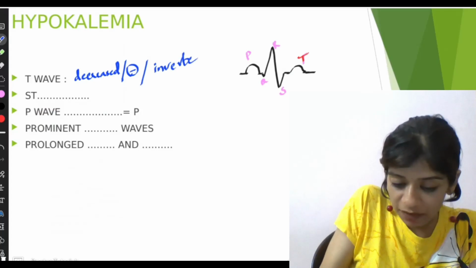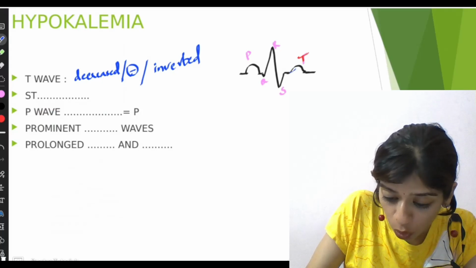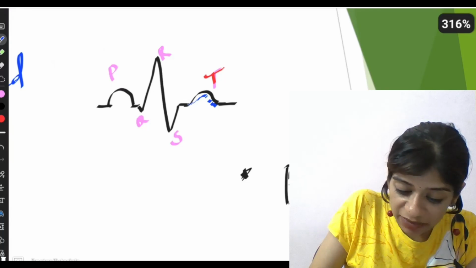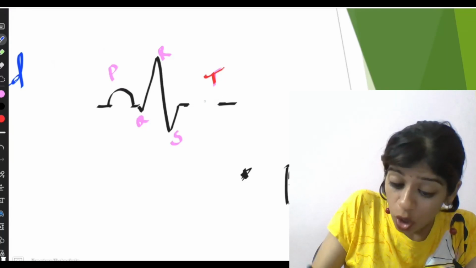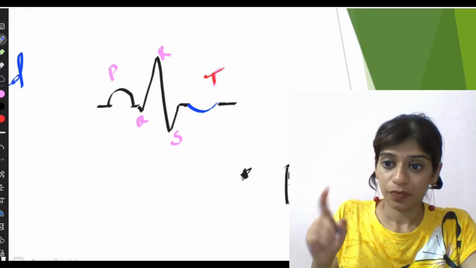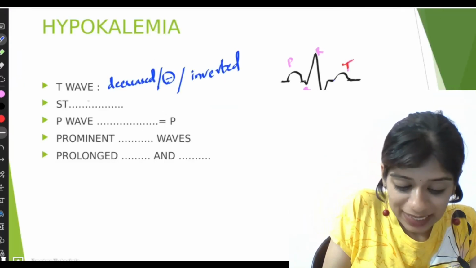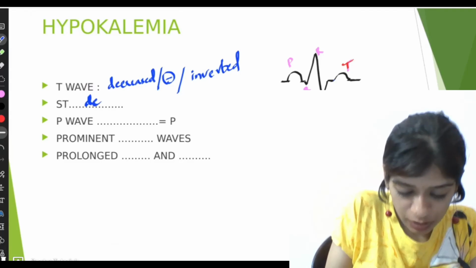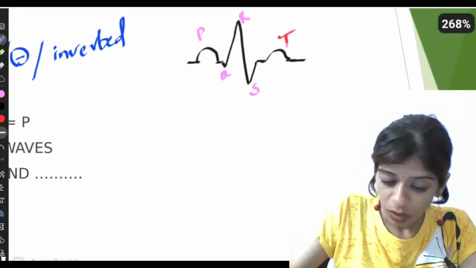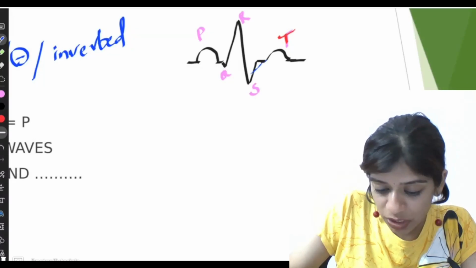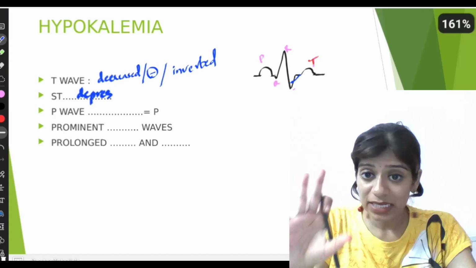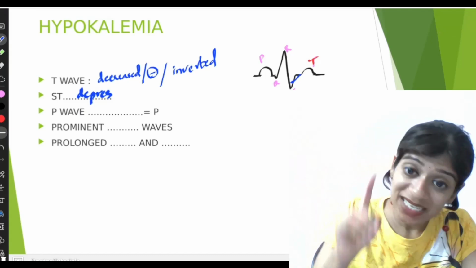So the T wave amplitude is reduced, or the T wave could be absent, or the T wave can be inverted. This much understood? The next feature is ST depression. Look here, the ST segment can be seen as slightly depressed. So, ST segment depression. Next is the P wave.